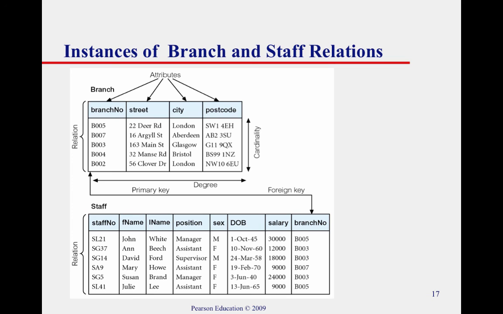Now, if I also claim that street, city, and postal code can uniquely identify a tuple, then that is also a candidate key. Those three attributes are. So I actually would have two candidate keys. One would be branch number, and one would be street, city, and postcode.